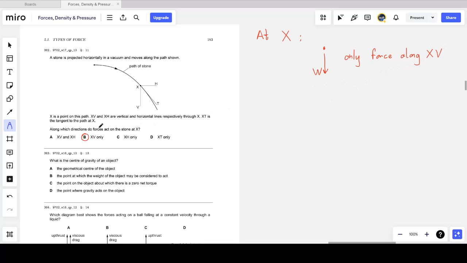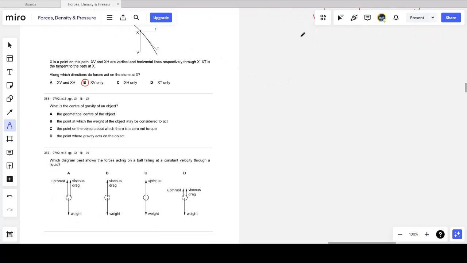Maybe trying to catch you out with a little bit of wordiness and verbosity, but again, we know that there's only one force acting on the stone. That's the weight acting vertically downward. Nothing else is acting on this projectile. We usually ignore air resistance for projectile motion anyway.